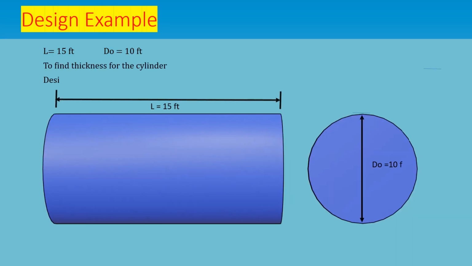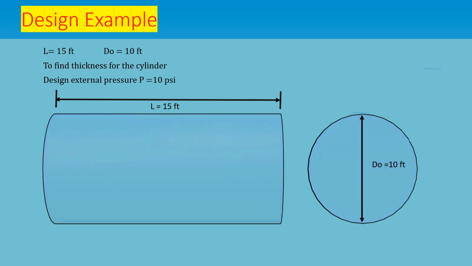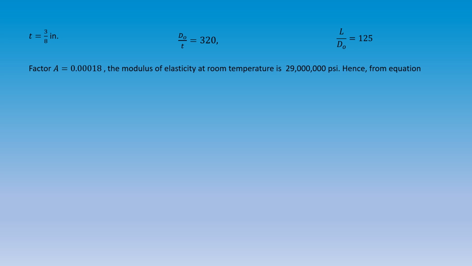In the first problem, we have a cylinder with a length of 15 feet and an outside diameter of 10 feet, and we have to design it for 10 psi. Now we have arbitrarily suggested a thickness of 3/8 inches. You can choose another one, then solve for D naught by t and L by D naught and find the factor from the graph. The resultant calculated allowable pressure for this thickness is 10.9 psi.